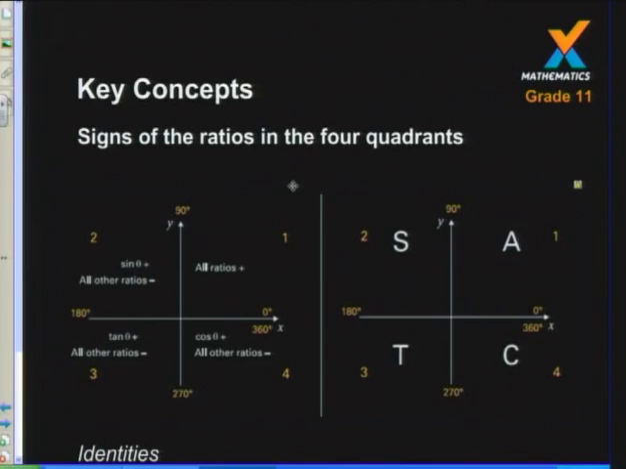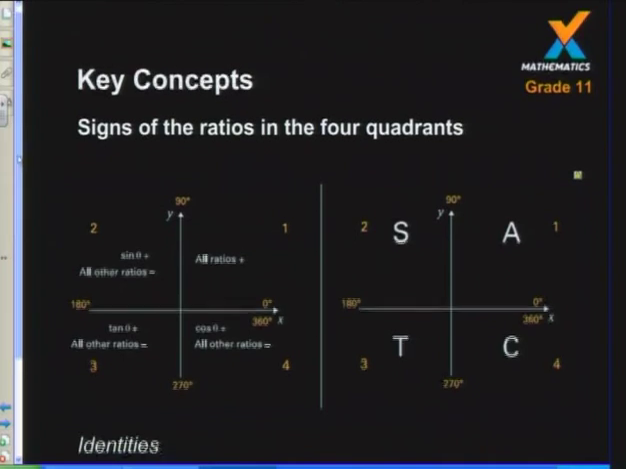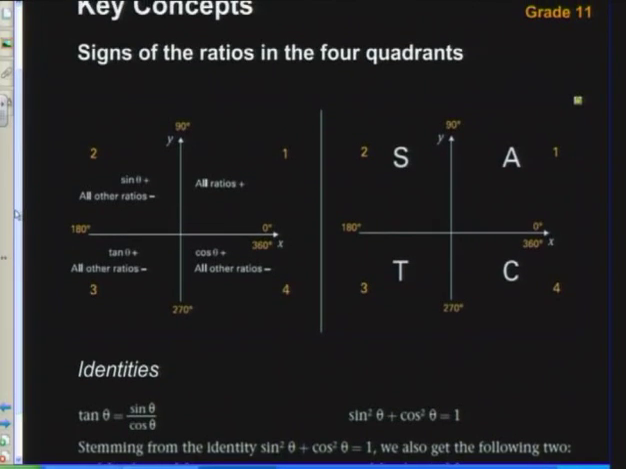Right, then the signs of the ratios in the 4 quadrants. We're going to establish that. There is a rule, and your teacher may have called it the CAST rule, and it has got a significance. We've got the system of axes from 0 degrees through to 90, 180, 270, 360, remembering that in an anti-clockwise direction, the angle is positive. That's quadrant 1, quadrant 2, quadrant 3, quadrant 4.